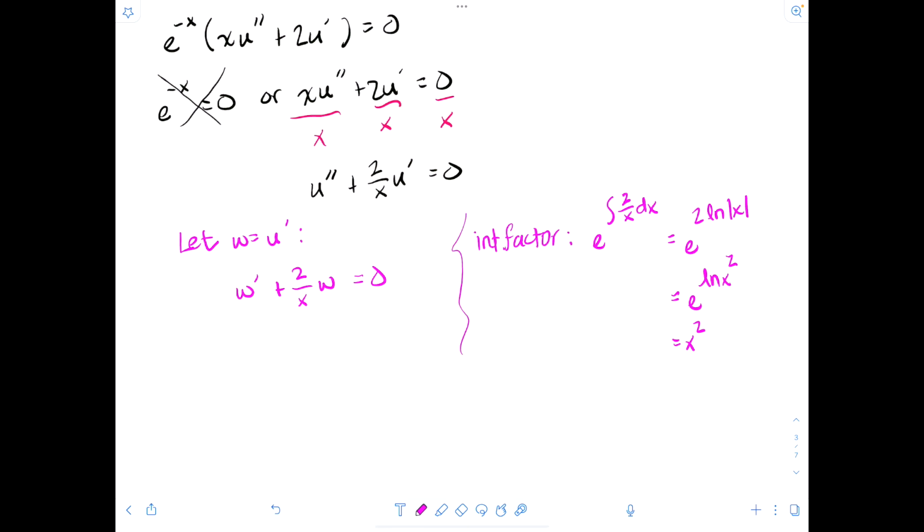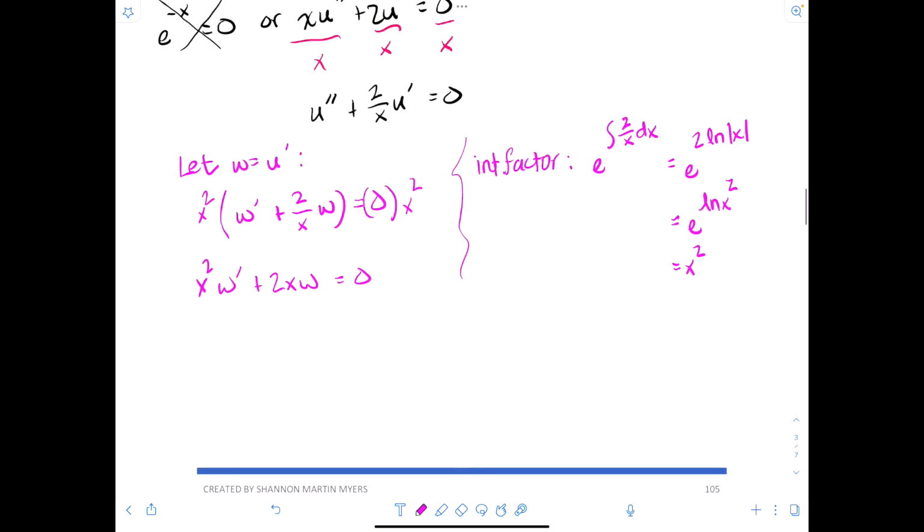Cool so far? So multiplying both sides by x squared, we will have x squared w prime plus 2xw is equal to 0. And then, as we intended, this will be equivalent to the derivative with respect to x of x squared times w is equal to 0. So x squared dw is equal to 0 dx.